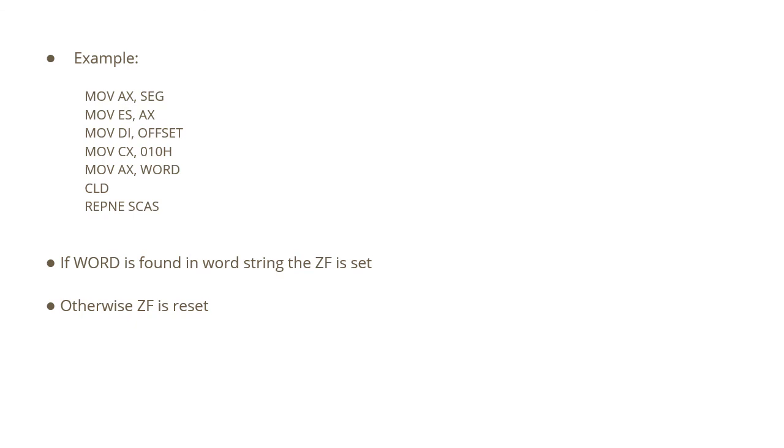Next is the CLD instruction, which means to clear the direction flag. That means it is in the auto increment mode. Next instruction is REPNE SCAS, which means to keep on repeating the SCAS instruction until the word that is present in the AX register is found within the string given by the ES:DI combination. If the word is found in the string, then the zero flag will be set. Otherwise, the zero flag will be reset.